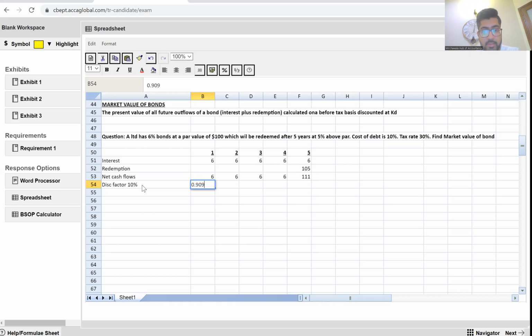You took it from the table: 0.909, 0.826, 0.751, 0.683, 0.621. You get present values. So 6 is B53, B54. Okay. Drag all. And if you sum them all, sum of all present values, B55 to F55, you get market value of bond.